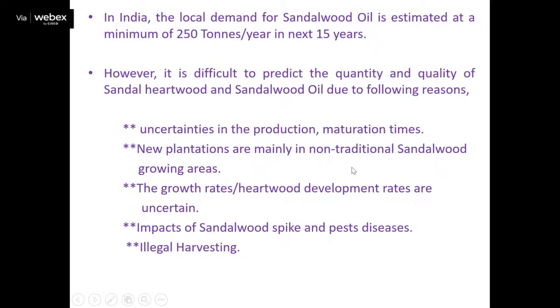Uncertainties in the production and maturation times. New plantations are mainly in non-traditional sandalwood growing areas. The growth rates and hardwood development rates are uncertain. Impacts of sandalwood spike disease, pests, and illegal harvesting. Because of these 5 factors, we cannot clearly predict what hardwood formation will be available in 15 to 20 years.